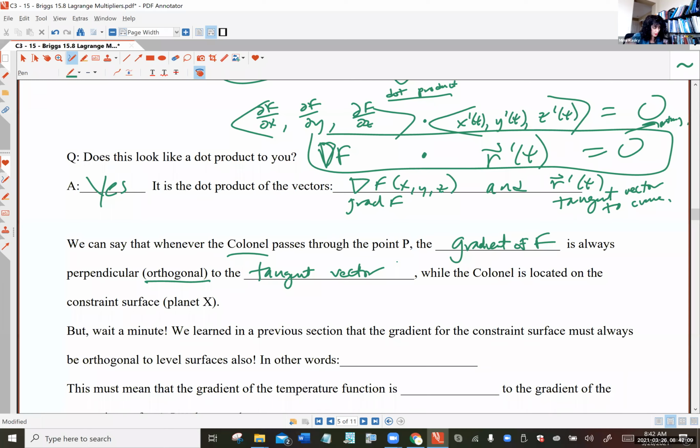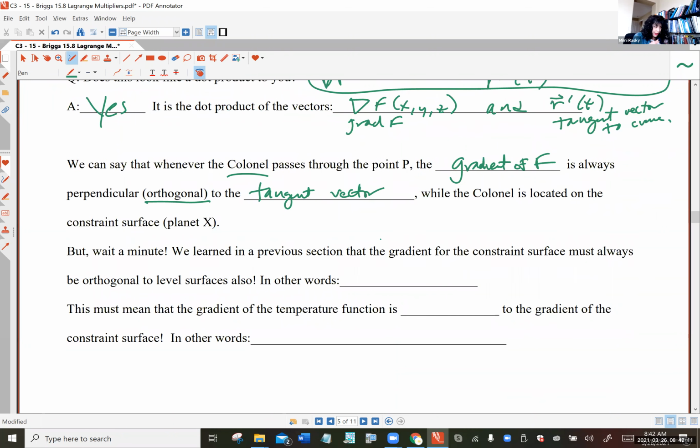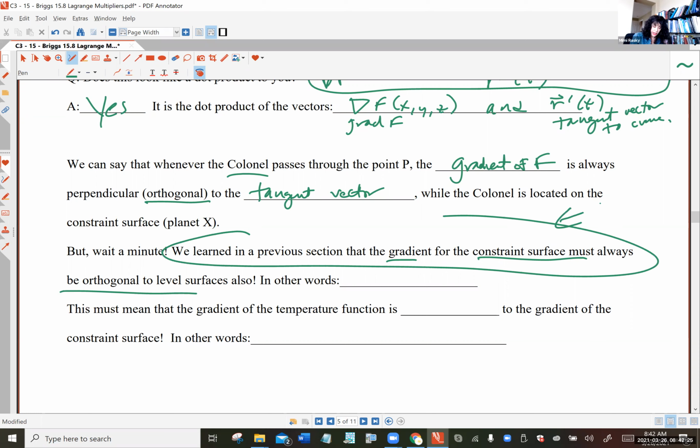Cool. So we know from a previous section that the gradient for the constraint surface has to always be orthogonal to level surfaces also. This was a theorem that I went over, and you may have already forgotten it because you haven't had to use it, but it's true. We used it when we find gradients for tangent planes to surfaces. So you use that fact.